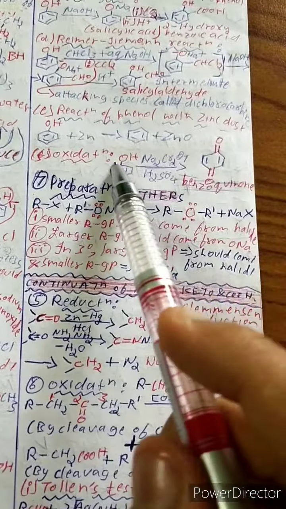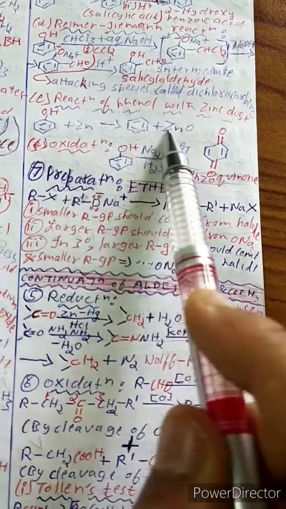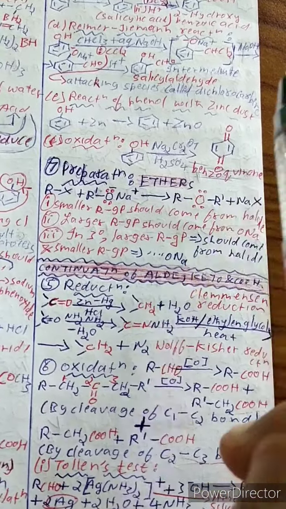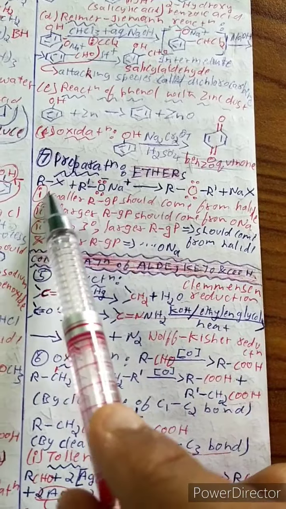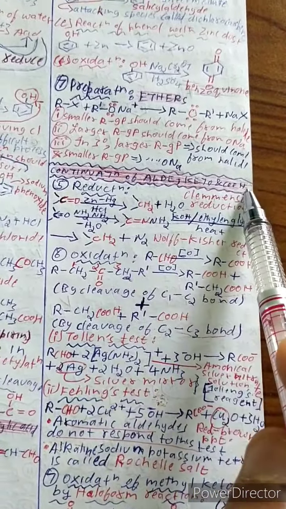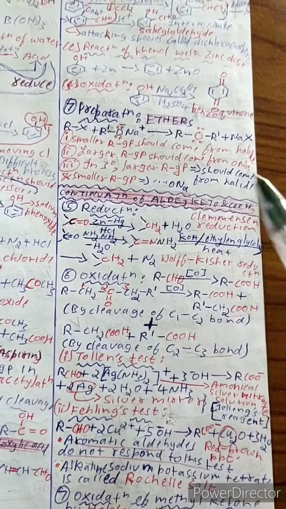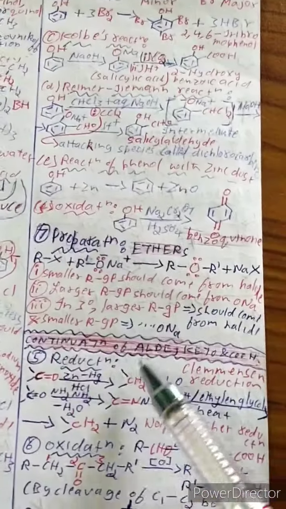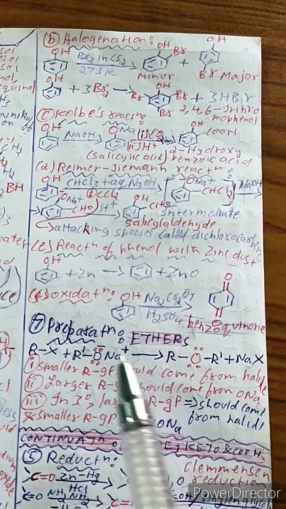Now the reaction of phenol with zinc dust is this reaction. Oxidation again forms benzoquinone. And the preparation of ether is the last topic. Sorry guys, I forgot to tell you, the previous part was the continuation of aldehyde, ketone and carboxylic acid part, which I told in the previous lecture, so don't include this in the notes, just this last topic.